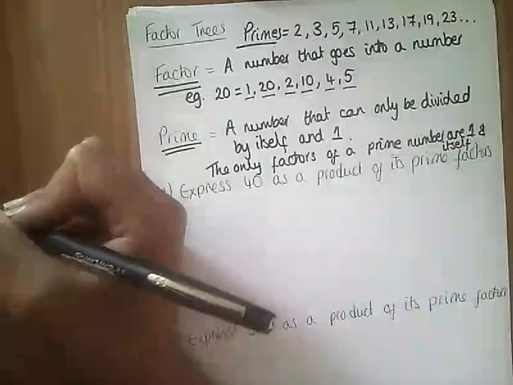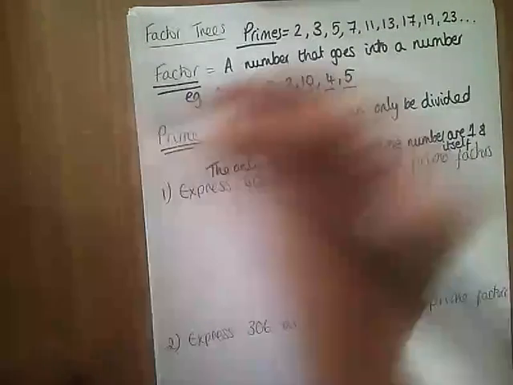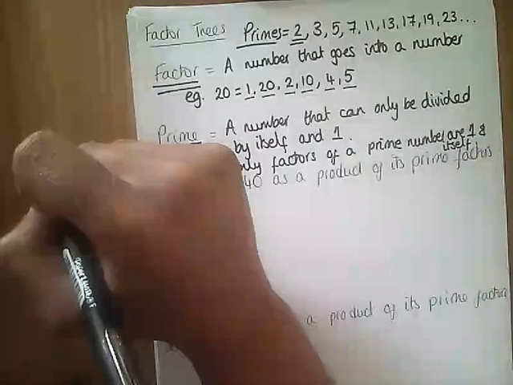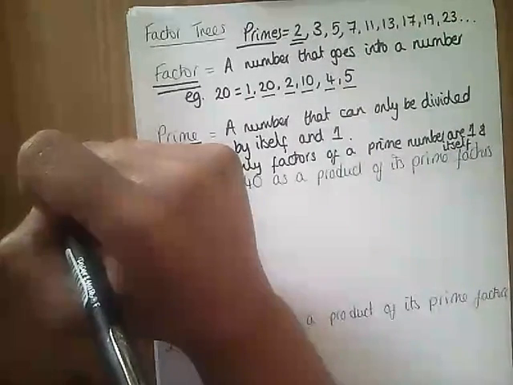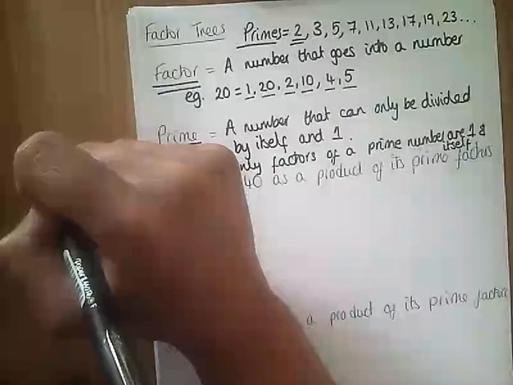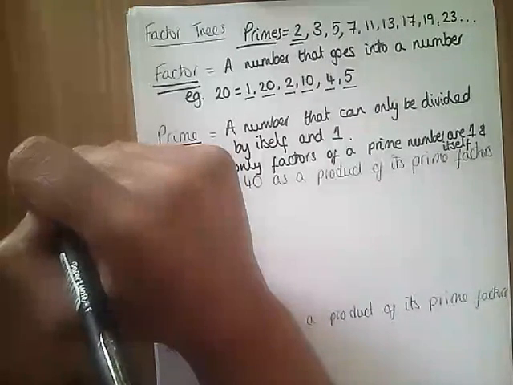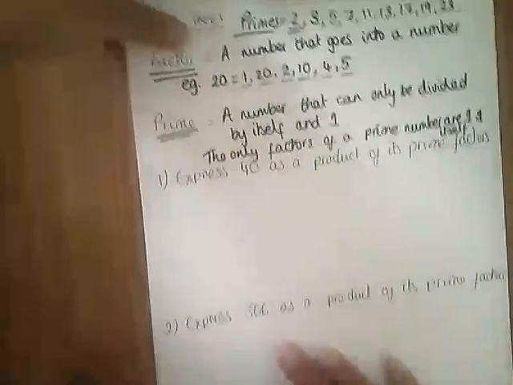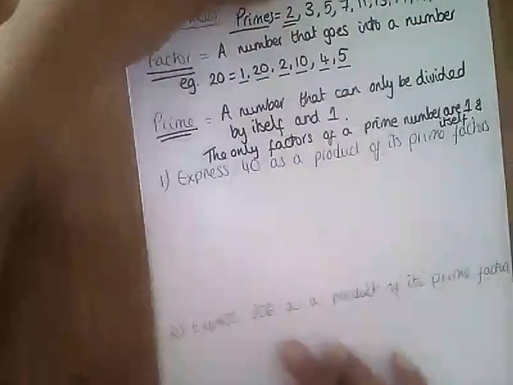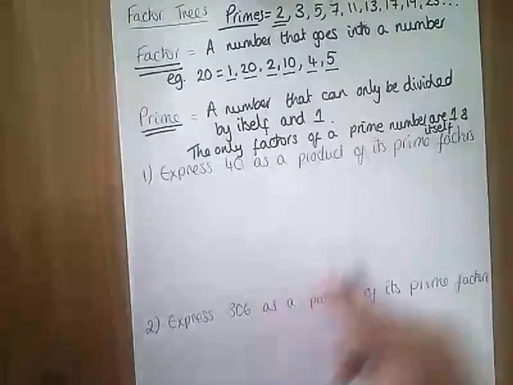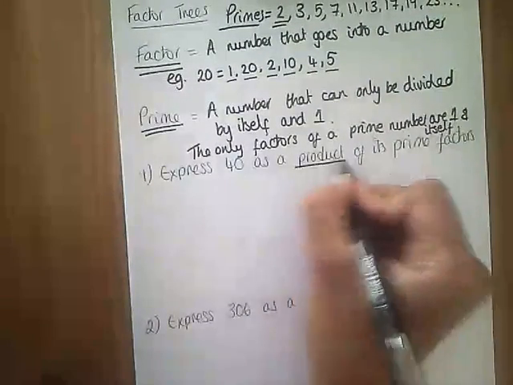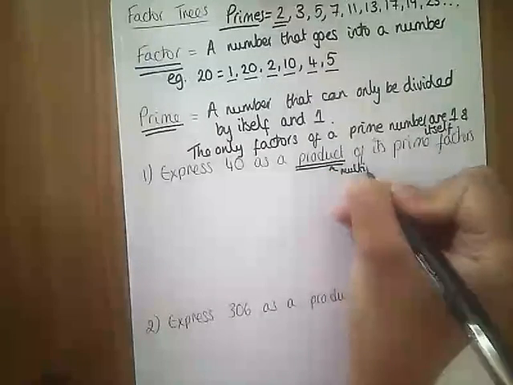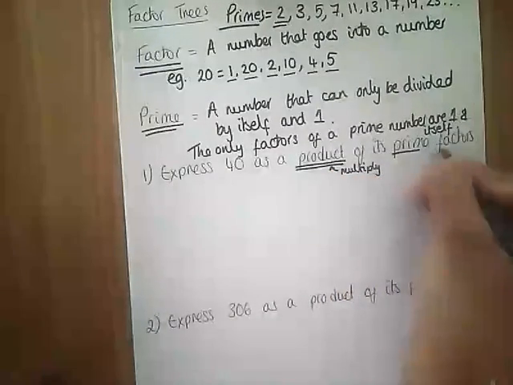Please notice that 2 is the only even prime number, and the reason is that every other even number has a factor of 2, which makes it not prime. Right, so let's look at question 1. We are expressing 40 as a product of its prime factors. What does product mean? Product means multiply or times.